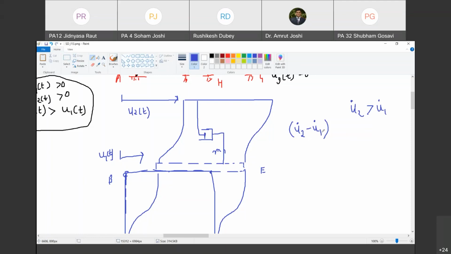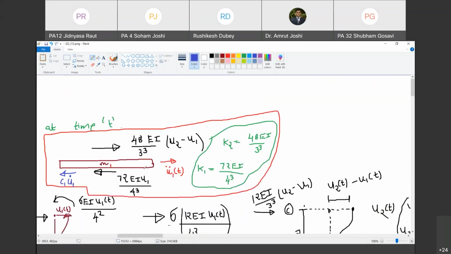Now this u2 dot minus u1 dot is the relative velocity with which this piston moves towards right. So therefore, this piston must apply a force towards right on this fluid. Do you agree with me? Yes, sir. So towards right force will be applied on this cylinder, and this cylinder in turn will apply towards right force on this mass. Do you agree with me? Yes, sir.